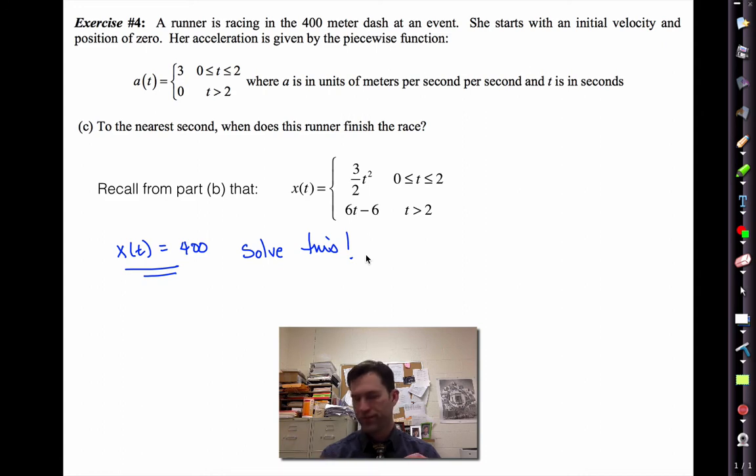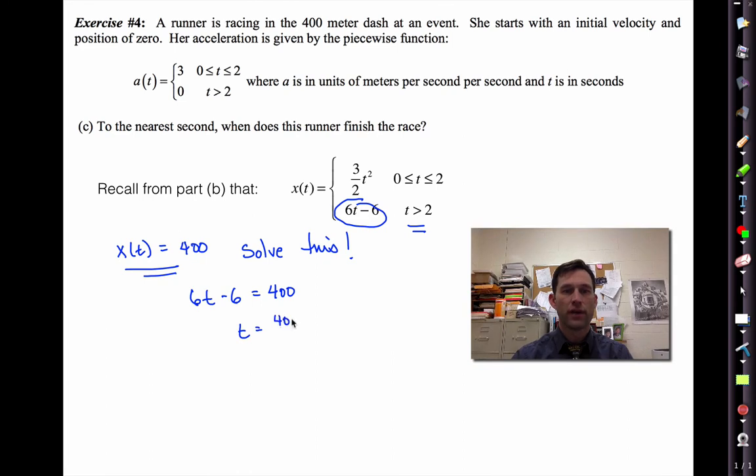All right, let's go through it. Of the two formulas, we should pick this one. She definitely finishes the race after 2 seconds. I mean, not right after 2 seconds, but sometime after 2 seconds she finishes the race. So all I need to do is solve this. 6t minus 6 is 400. Of course, t then would be 406 divided by 6. And we would find that t was 67.6 seconds. Round that up to 68. Very reasonable 400 time.